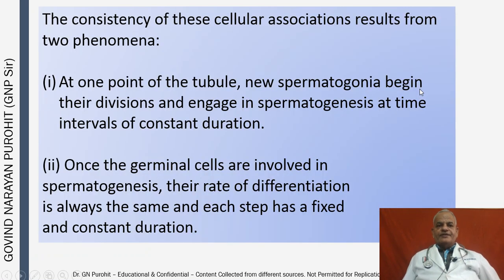The consistency of these cellular associations results from two phenomena. At one point of the tubule, new spermatogonia begin their divisions and engage in spermatogenesis at time intervals of constant duration. Once the germinal cells are involved in spermatogenesis, their rate of differentiation is always the same, and each step has a fixed and constant duration.